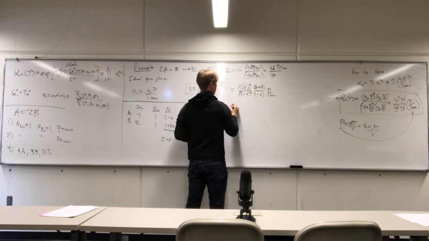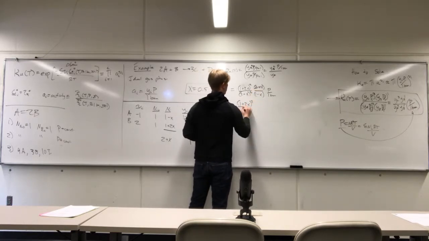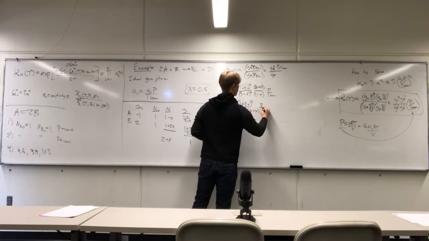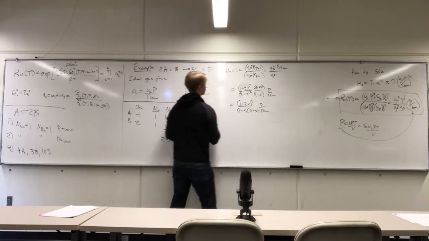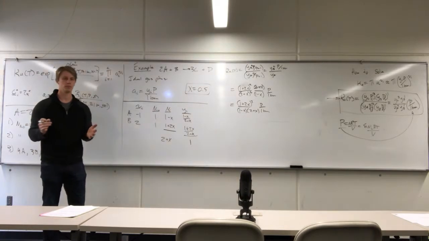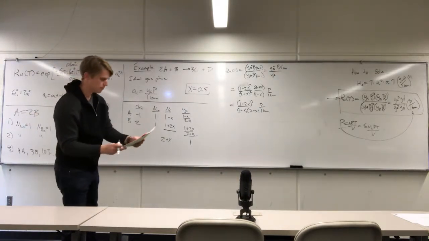This cancels with this. So if you were doing this out by hand, I don't know why you would ever want to do this. This is the expression that we would be solving for. One equation, one unknown, unless I've made a mistake. No, I think I got it.